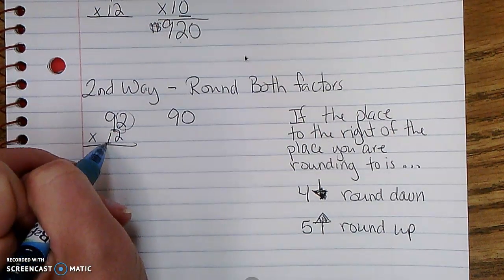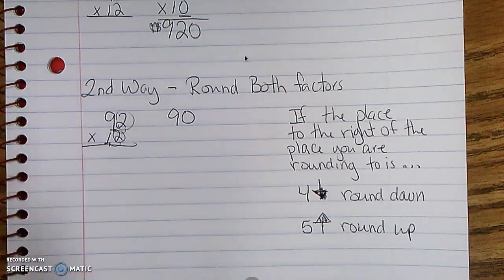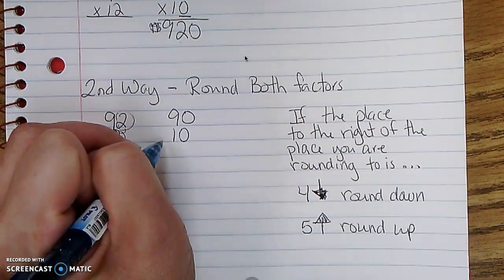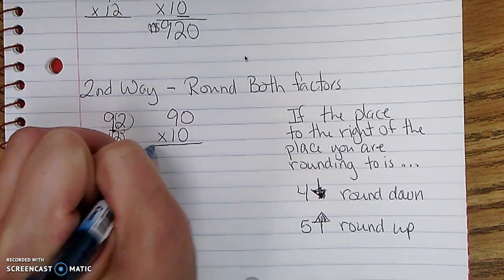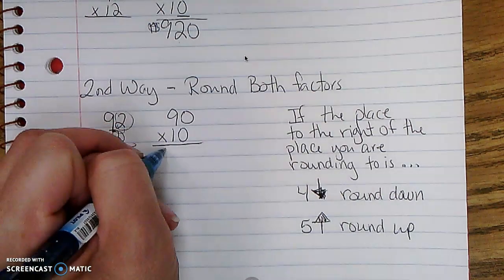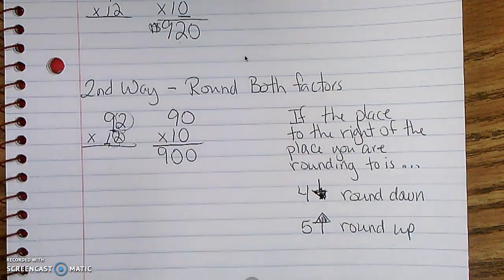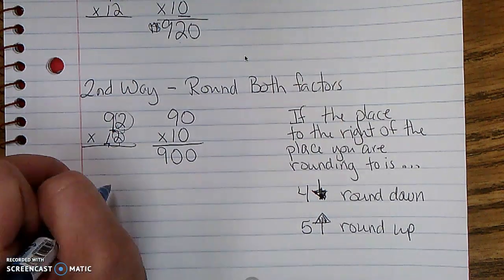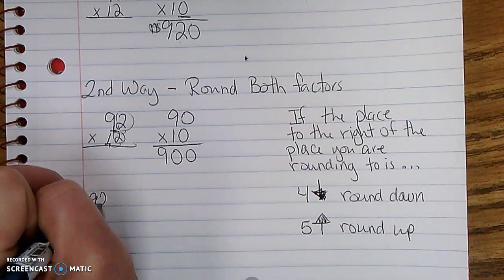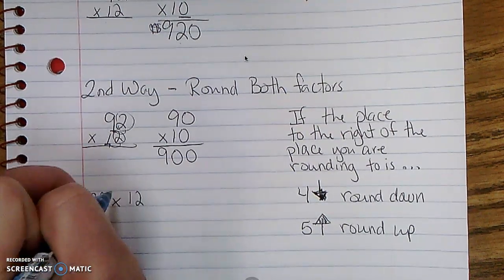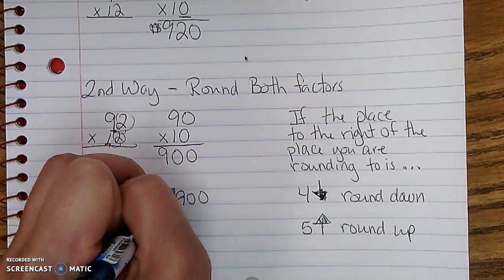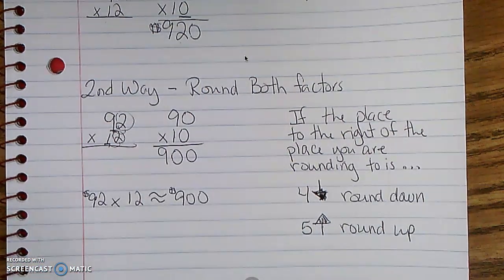Same thing here with 12, we're rounding to the tens place. And the 2 is telling that 1 to round down or stay the same. And so if I round down to the closest 10, it is a 10. So then I would do 9 times 1 is 9, and I have 2 zeros. It works the same as it does when we multiply powers of 10. If I write it out the long way, I would say that 92 times 12 is about 900. And those were dollars, so we should mark them as dollars.